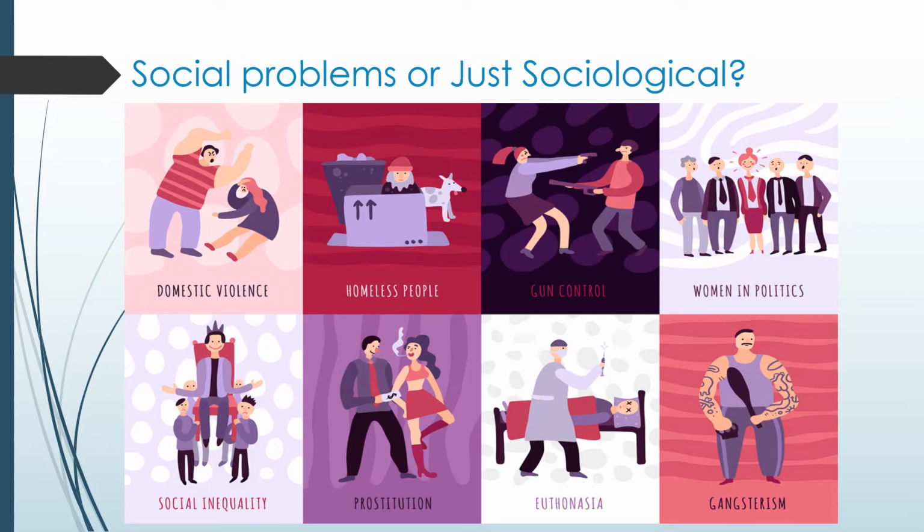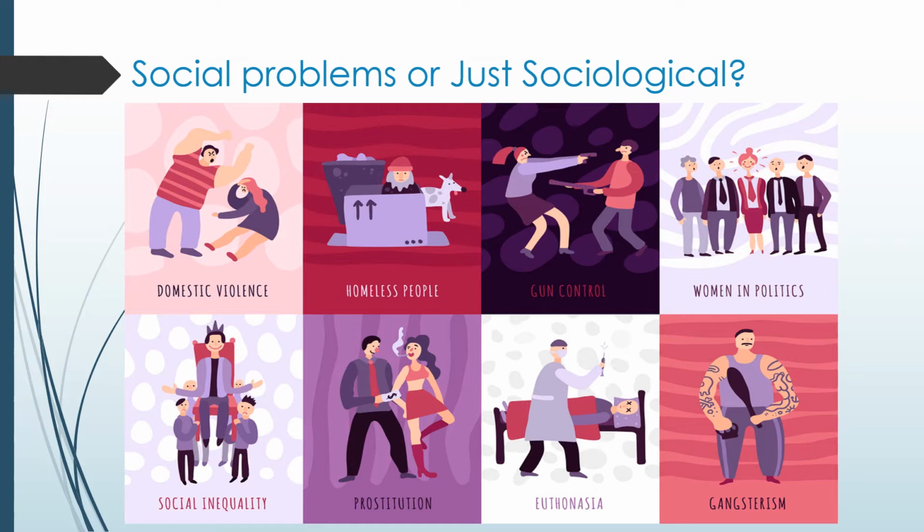Just some alternative social problems you can think about would be domestic violence, homelessness, not so much gun control in the UK, but if you're in the US, it could be one to consider. Women entering politics, social inequality, or monarchy, if you wanted to look at that, prostitution, which we're going to look at, euthanasia, and gangsterism. These are all social problems, but not all of them are sociological.